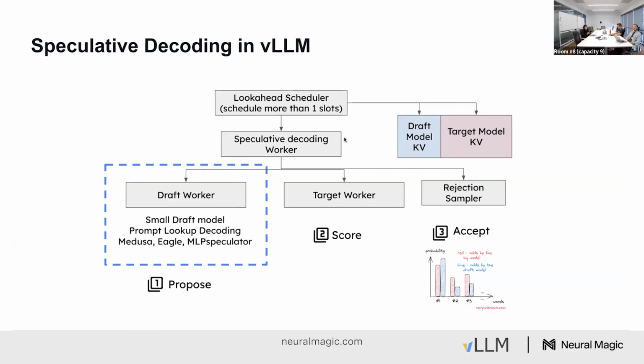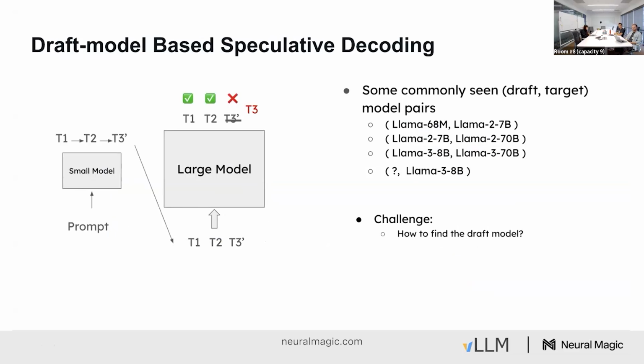We have the speculative decoding worker, which is responsible for calling the draft worker to propose tokens and calling the target worker to verify the correctness of the tokens. And lastly, we have the rejection sampler, which finally decides which tokens are accepted and which are not. We try to make the speculative decoding framework as general as possible in vLLM, so it can support different types of speculative decoding methods, which I will discuss more later.